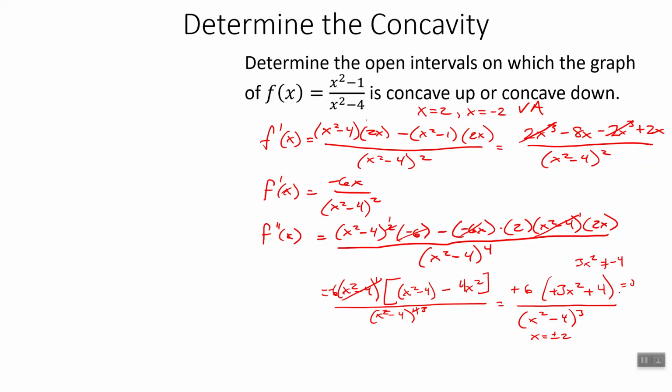In fact, the whole top's positive. We can leave it off the sign analysis chart if we want. The bottom is the important part here, the x squared minus 4 to the 3rd. It can change signs at -2 and 2.